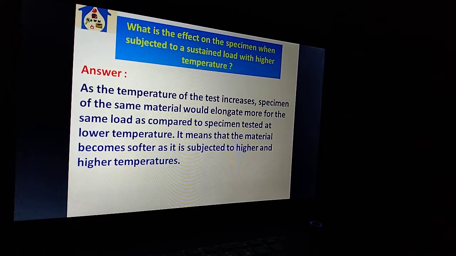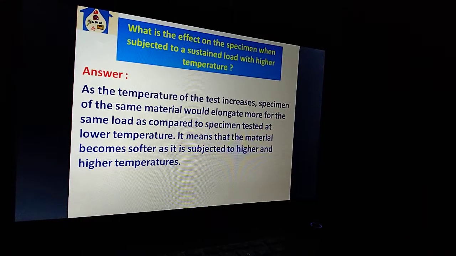What is the effect on the specimen when subjected to a sustained load at higher temperature? Answer: as the temperature of the test increases, a specimen of the same material would elongate more for the same load as compared to a specimen tested at lower temperature. It means that the material becomes softer as it is subjected to higher and higher temperatures.